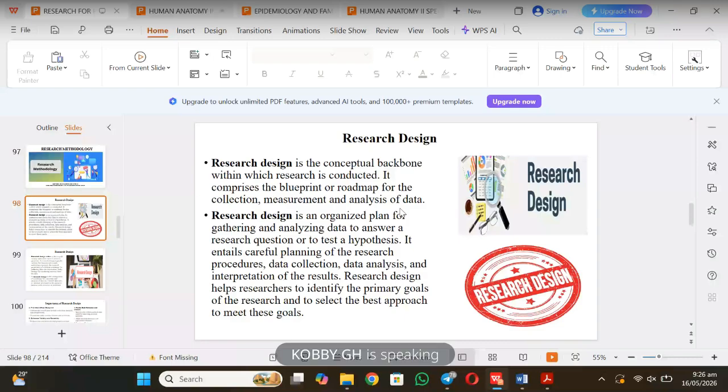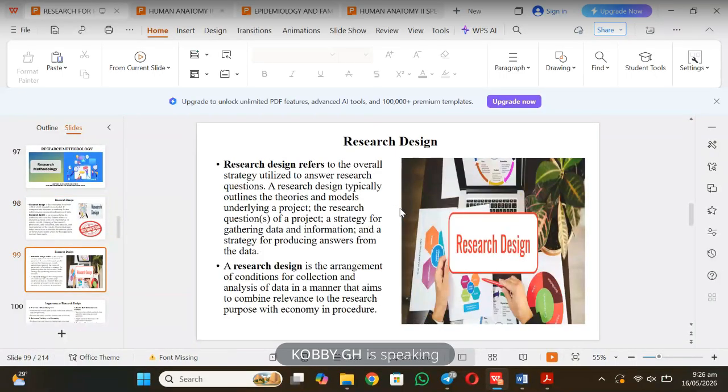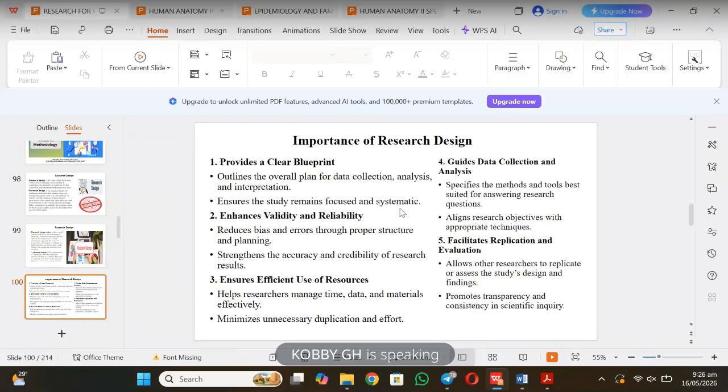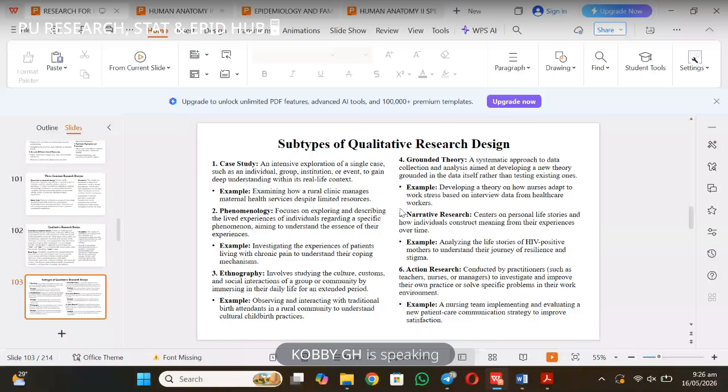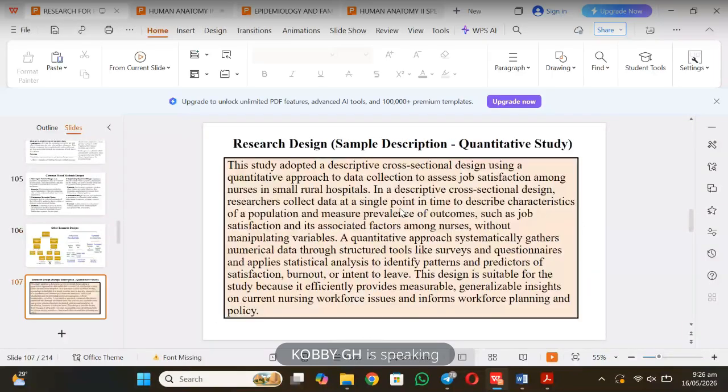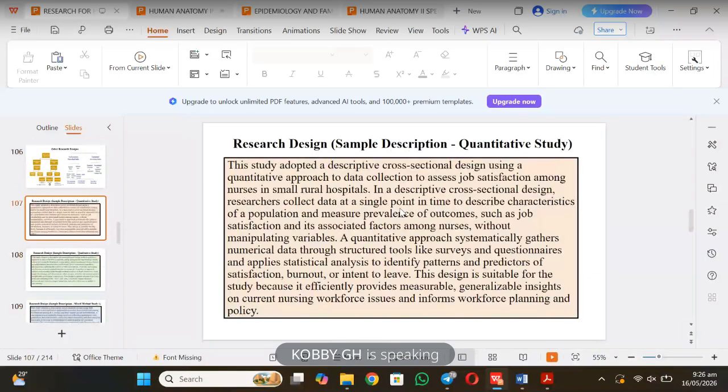Why single point in time? Meaning it's more like you are collecting your data now. You are not waiting to collect your data and finish collecting in, let's say, 5 years' time. When you decide to do that, that is a prospective study design. So when we say descriptive cross-sectional, the whole idea is that you are collecting your data now. Is that okay? You are doing your data collection now. Then we say you are doing descriptive cross-sectional studies.